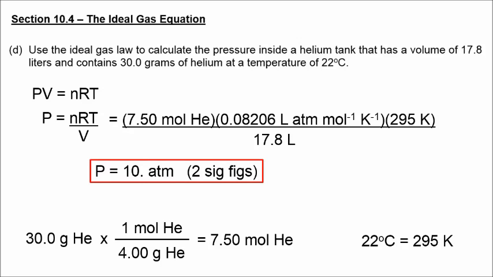The reason why I'm calling it 10 with a decimal at the end is because I want 2 sig figs, and the reason why I want 2 sig figs is because of the temperature. 22 degrees only has 2 sig figs.